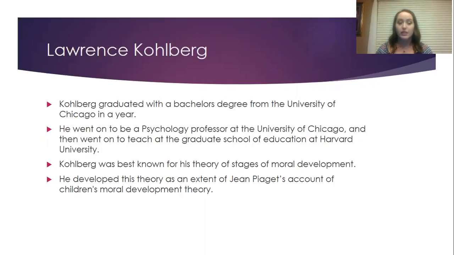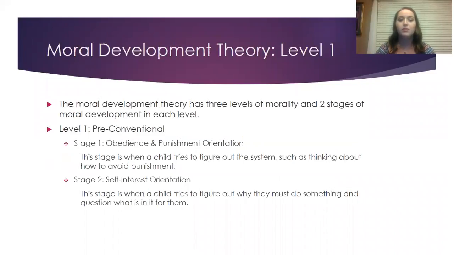Kohlberg was best known for his theory of the stages of moral development, but his stages actually developed as an extension of Jean Piaget's account of children's moral development theory, which is almost identical, but Lawrence Kohlberg made it a lot more broad. The moral development theory has 3 levels, and each level has 2 stages, making 6 stages altogether.